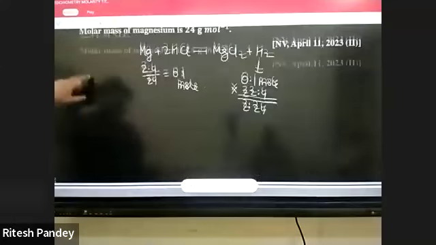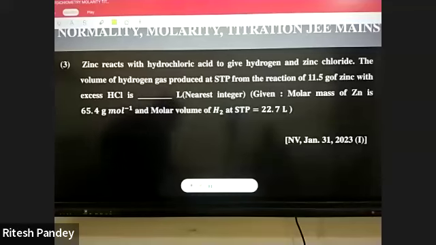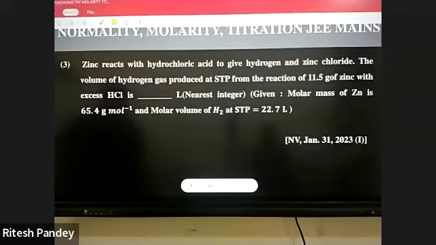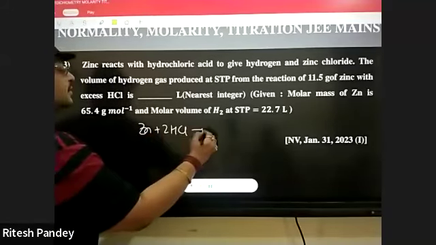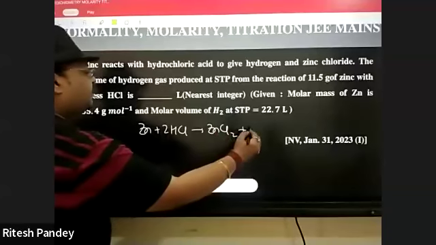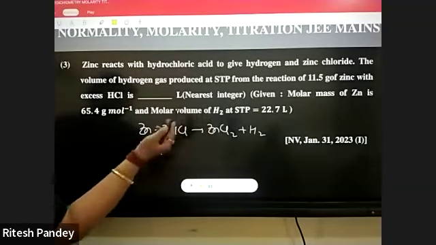4 liter. Zinc reacting with HCl, producing hydrogen and zinc chloride. Volume of hydrogen produced by 11.5 gram of zinc, with excess HCl. So these are things we have done much before class 10 even. I'm thinking that all of you would find it like a piece of cake.